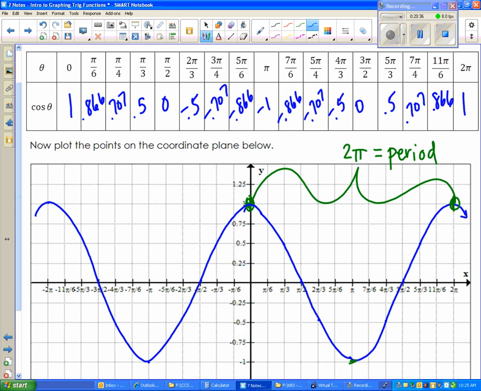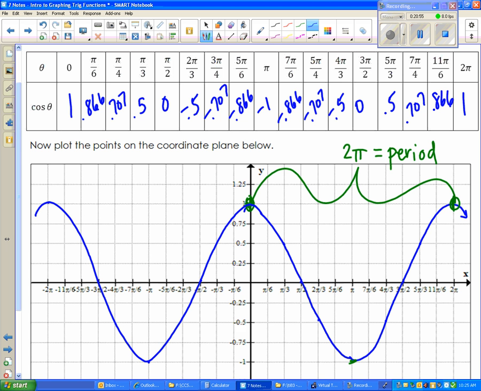And if I were to lay the sine function on top of this, if I were to take a transparency and shift it over, they are the exact same curve. So when we're talking about modeling, any kind of wave pattern like this can be modeled with either a cosine function or a sine function. And we'll talk about that a little bit later on in the unit.